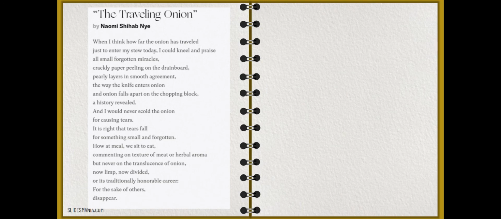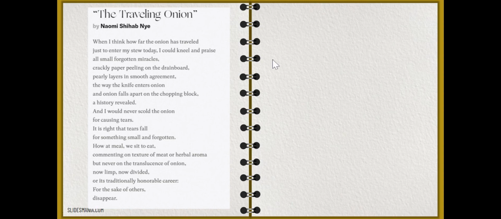Crackly paper peeling on the drain board. Pearly layers in smooth agreement. The way the knife enters onion, an onion falls apart on the chopping block. A history revealed. And I would never scold the onion for causing tears. It is right that tears fall for something small and forgotten. How at meal we sit to eat, commenting on texture of meat or herbal aroma, but never on the translucence of onion, now limp, now divided, or its traditionally honorable career for the sake of others disappear.